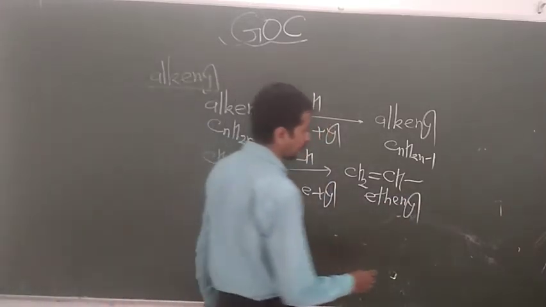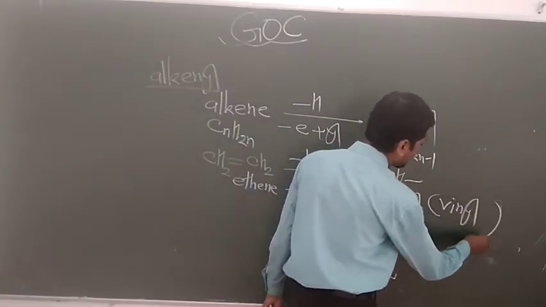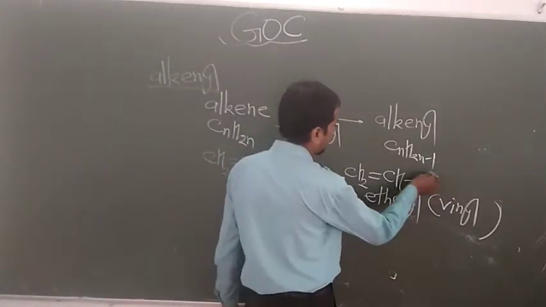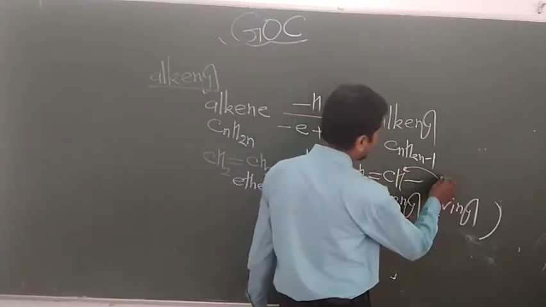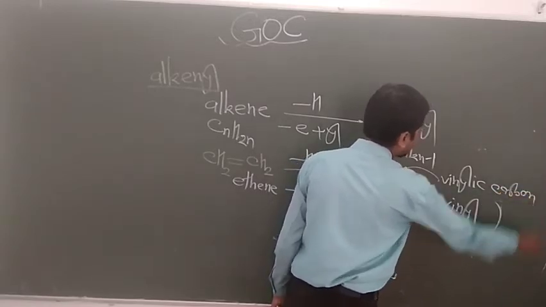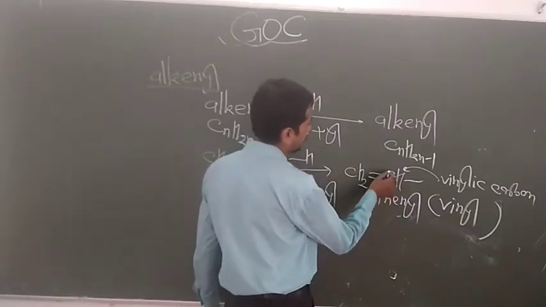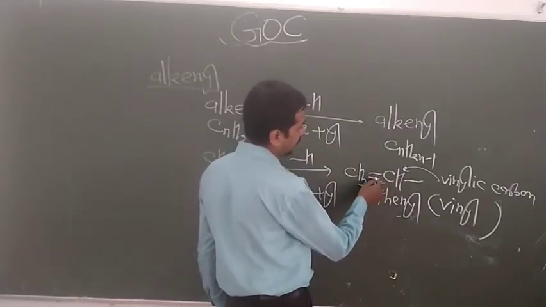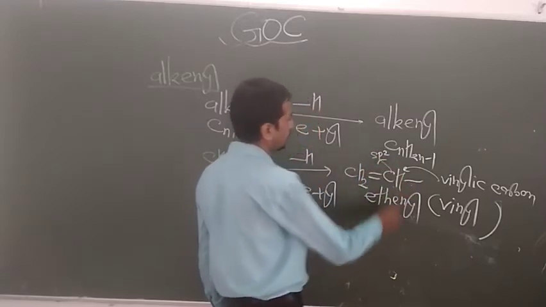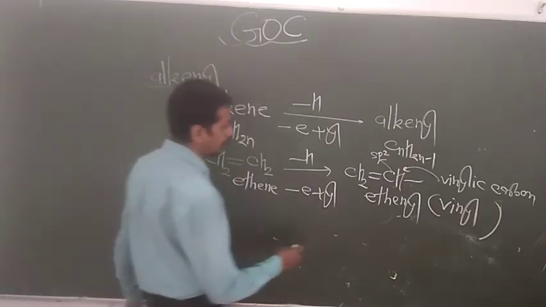Now one more thing to note down about this. This is known as vinyl group. This is most important also. And the carbon from which H is removed is known as vinylic carbon. One more thing you have to note down: this carbon contains 1 sigma, 2 sigma and 3 sigma bonds. That's why this carbon is sp2 hybridized. So one question may be: write the formula of vinyl alcohol.